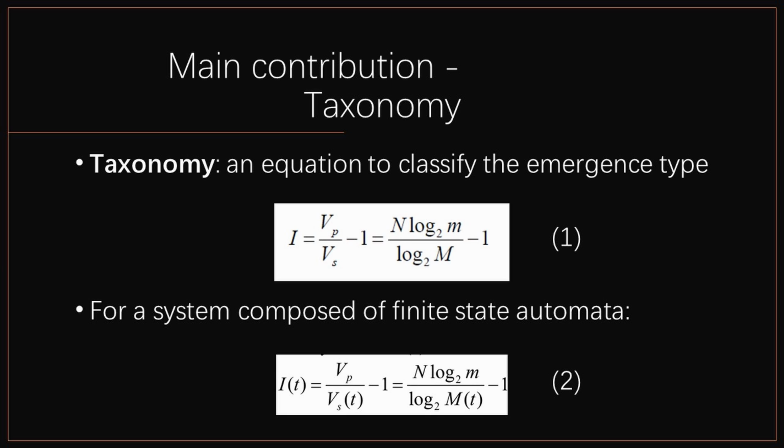So the taxonomy is basically an equation to classify the emergence type, which is equation 1. And for the case of a system composed of finite state automata, the assumption is that the component's state space is static. This makes it a function of time as the states of the system vary in time. So the equation becomes equation 2.